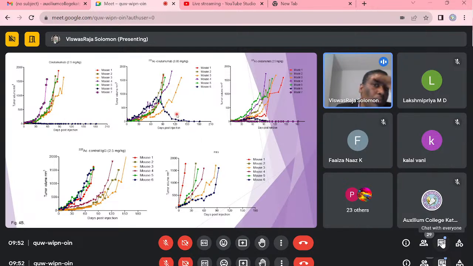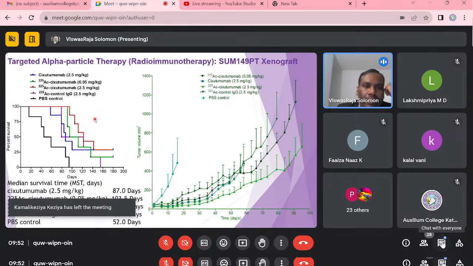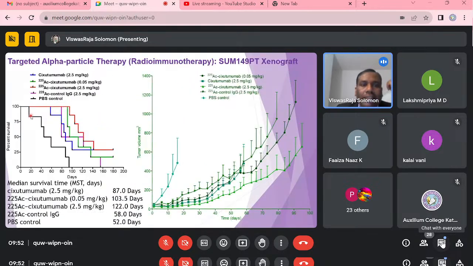In this group, 2 mice completely relapsed the tumor. When the mouse is untreated, all the mice are dead before 90 days. Based on this data, we measured the mean survival time, the survival graph. It clearly indicates the benefit of this tracer for therapy.